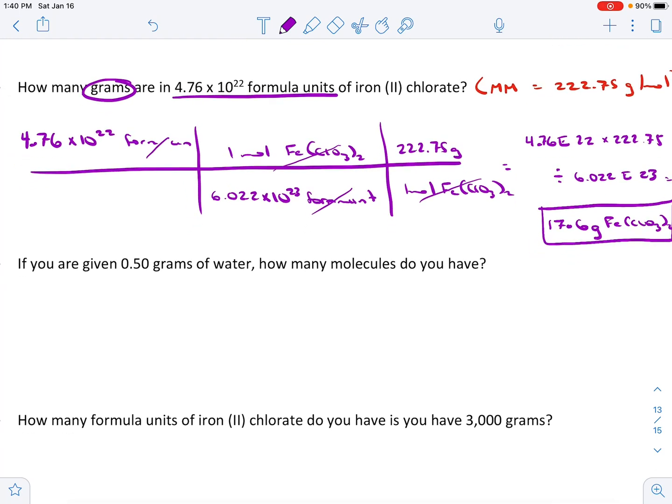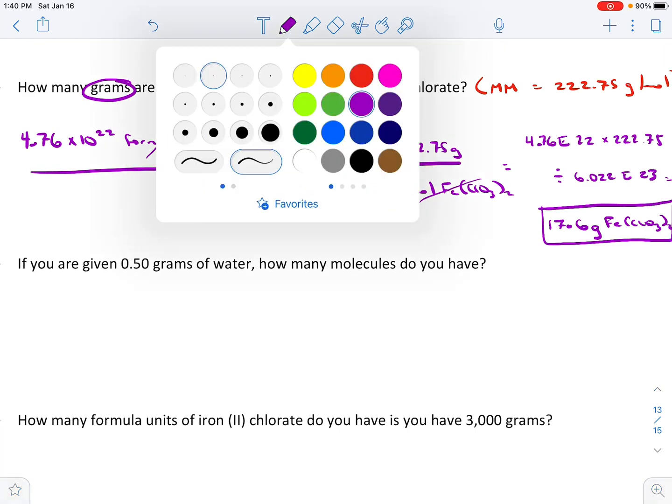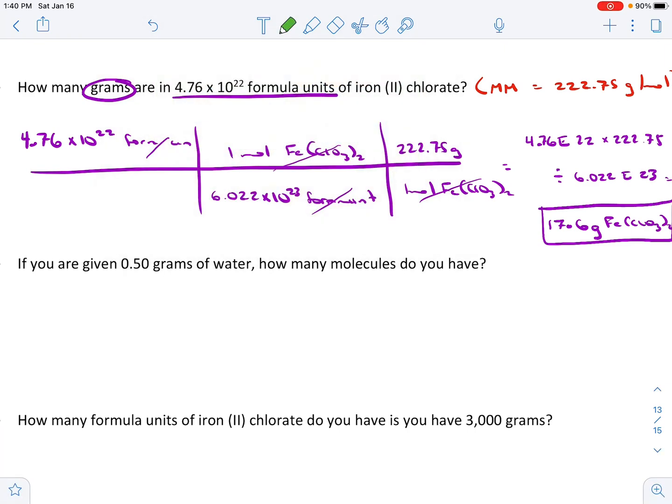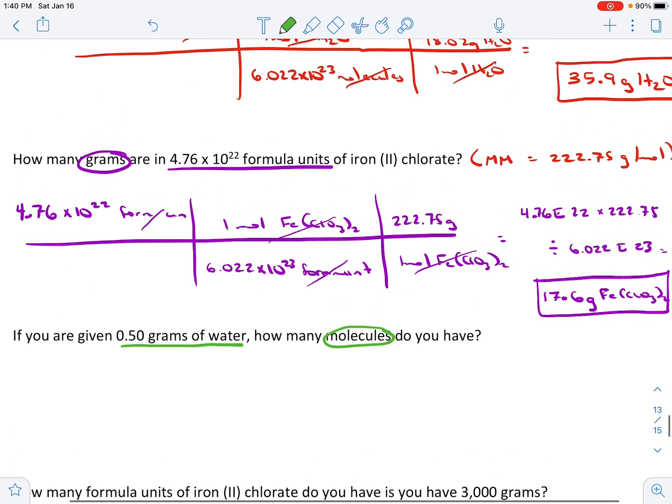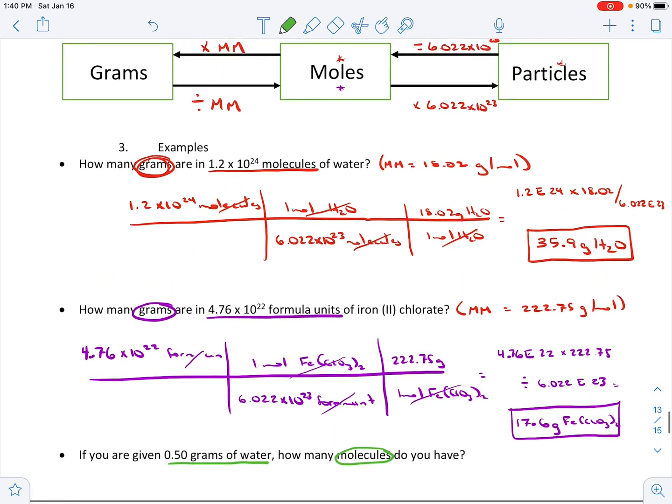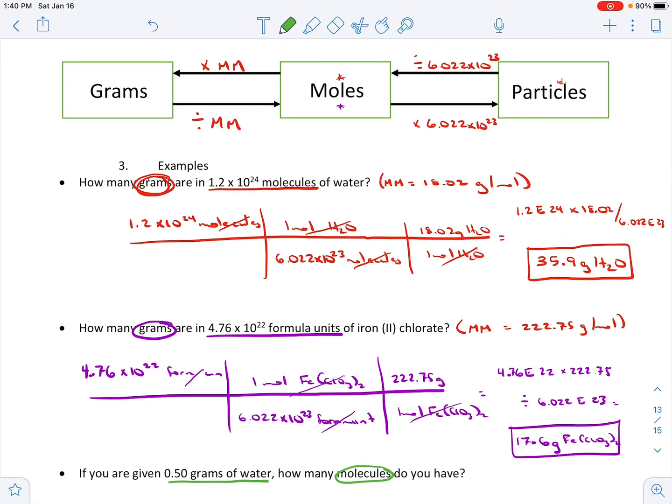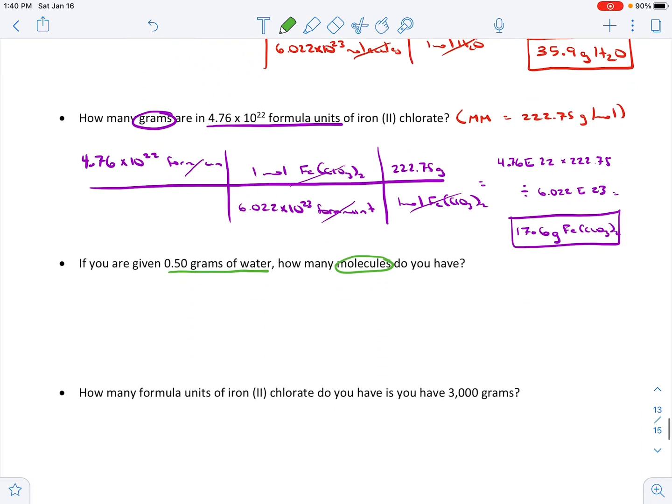Now let's see if we can reverse it. Let's see if we can go from grams all the way to particles. So changing colors again here, we'll go green. This time we have 0.5 grams of water, and we're looking for molecules. So if we look up here, our path is we're at grams. We've got to go to moles, and then from moles, we've got to go to particles. So our first step is to divide by our molar mass.